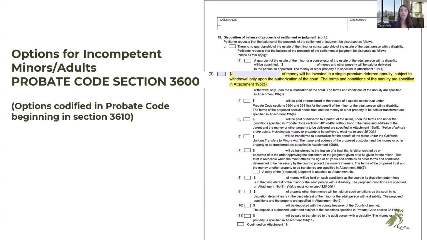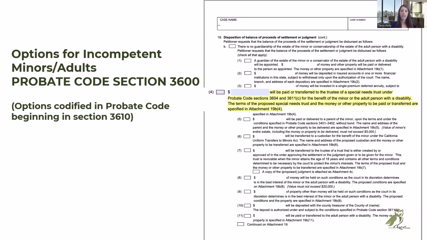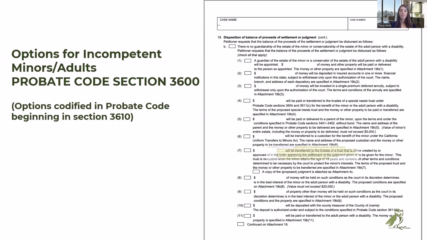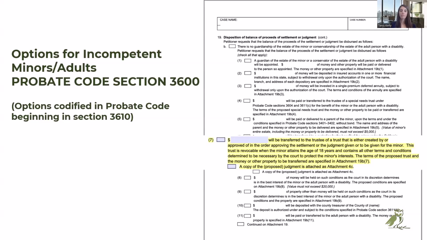The three common options that I'd say we see the most are 19B3, which is a single premium deferred annuity, and a special needs trust, which is 19A or B4, and a blocked account, or a minor's trust. Those are the main options that we see most often.